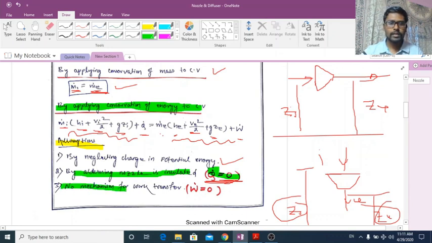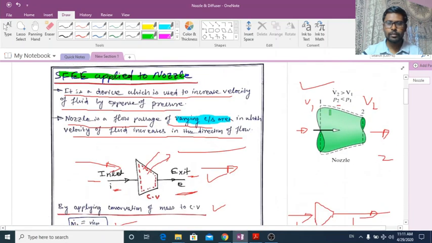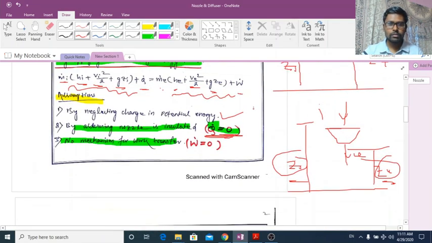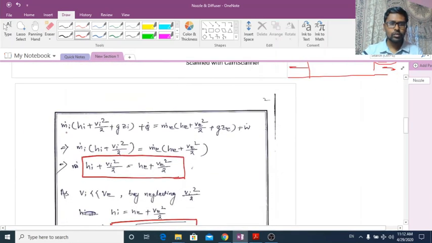Next, there is no mechanism for work transfer. Here it is simply a passage only, so there is no mechanism which can produce or develop work. So by putting all three assumptions in the steady flow energy equation that we have derived, we got this energy equation. Neglect the potential energy first, so GZI and GZE get cancelled. As it is insulated, Q dot is equal to 0. No work output, W dot is equal to 0.